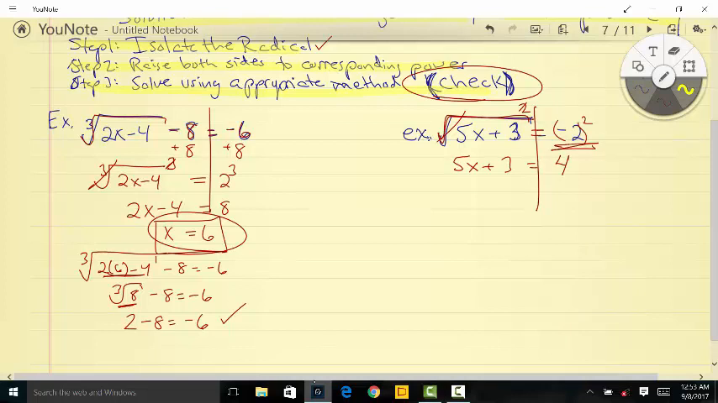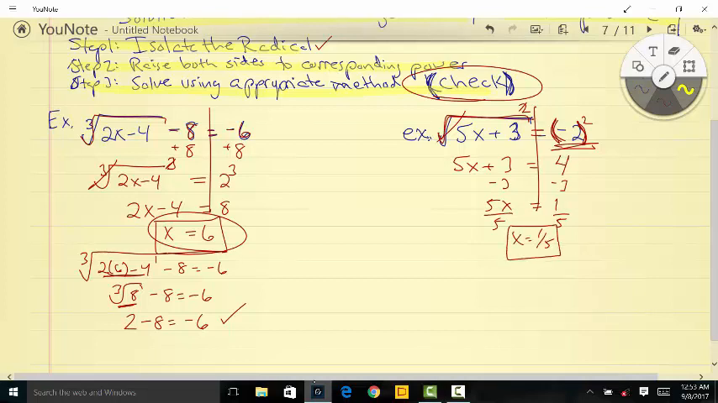If you type this in the calculator, you cannot forget about putting the negative 2 in parentheses. Otherwise, the calculator will tell you it's negative 4. Now, in solving this, we're going to minus the 3, giving us 5x is 1. Dividing by 5 gives us that the answer is 1/5.